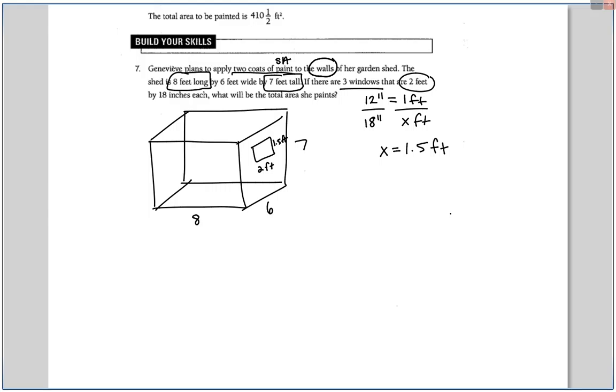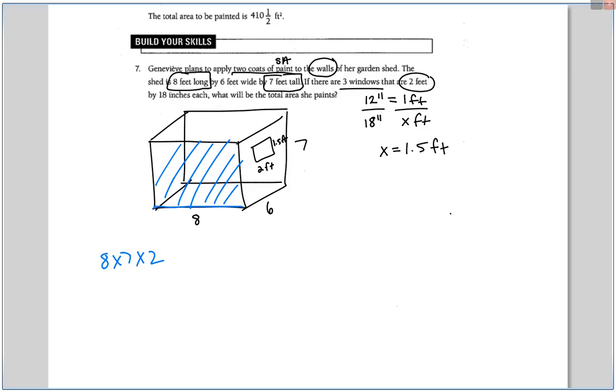which is kind of a vague notion. Like, do you paint the ceiling? Do you paint the floor? And I think here the answer to that question is no. You don't paint the floor and you don't paint the ceiling. So it's kind of like from the first question. We have a front and a back. So the 8 by 7 by 2. That'll cover the front and the back.